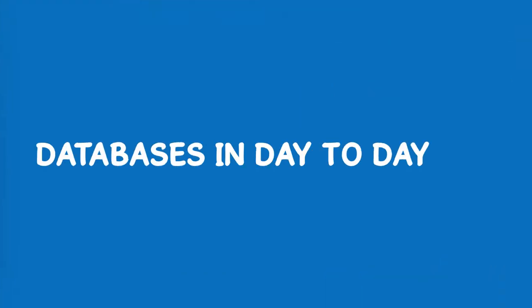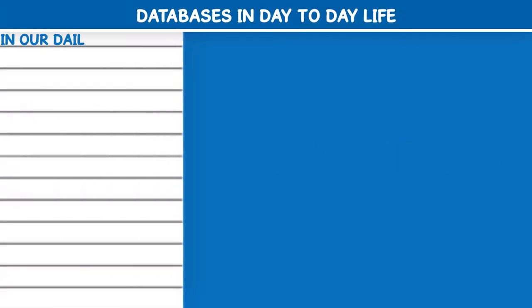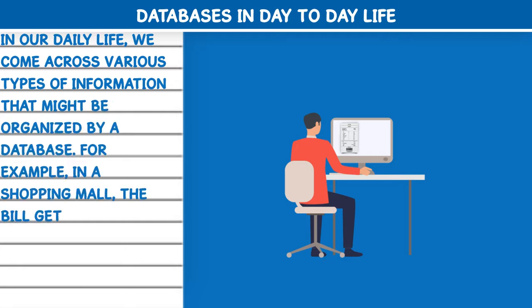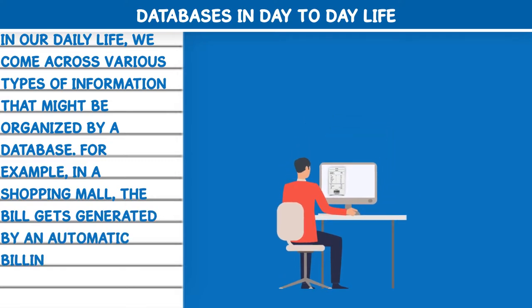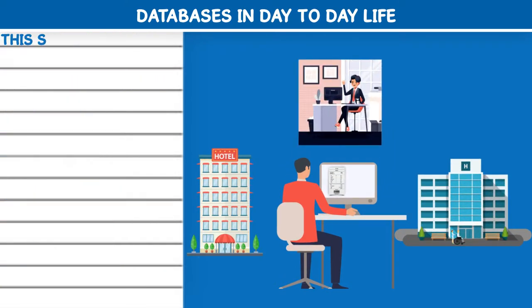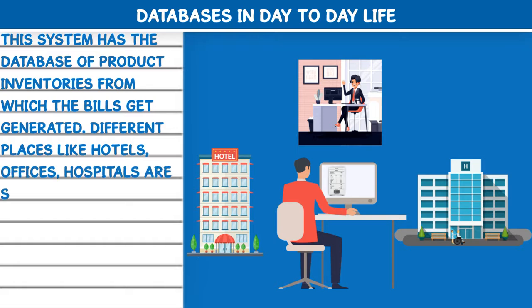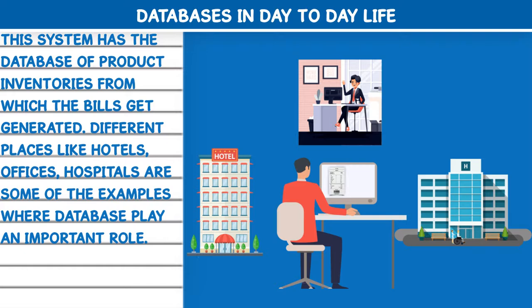Databases in day-to-day life. In our daily life, we come across various types of information that might be organized by a database. For example, in a shopping mall, the bill gets generated by an automatic billing system of the mall. This system has the database of product inventories from which the bills get generated. Different places like hotels, offices, hospitals are some of the examples where databases play an important role.